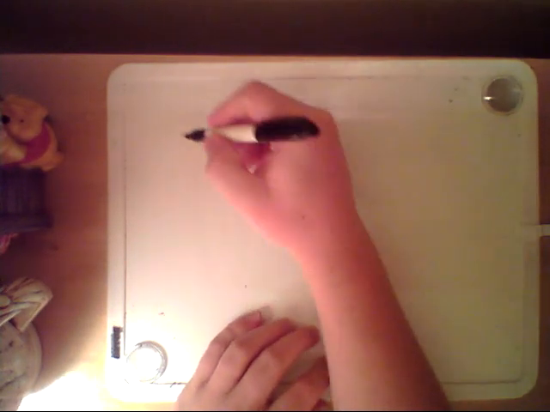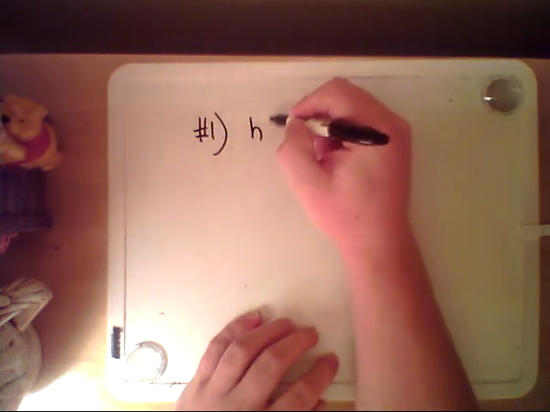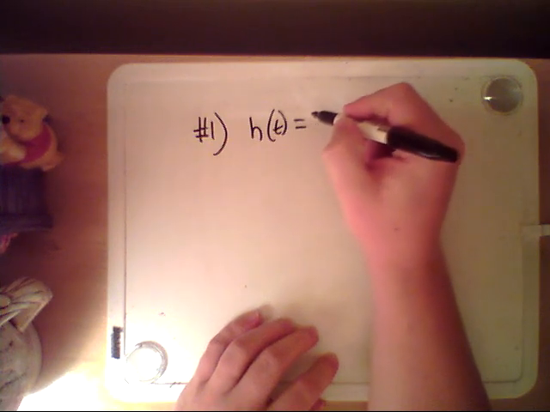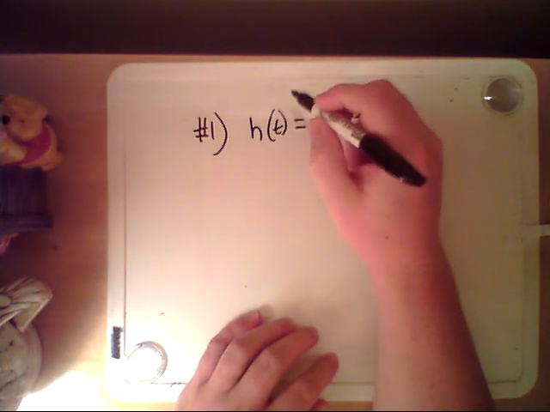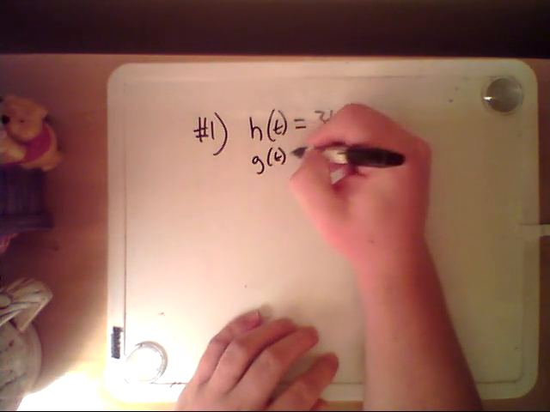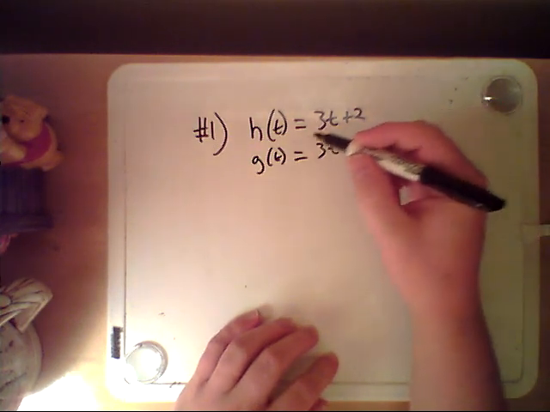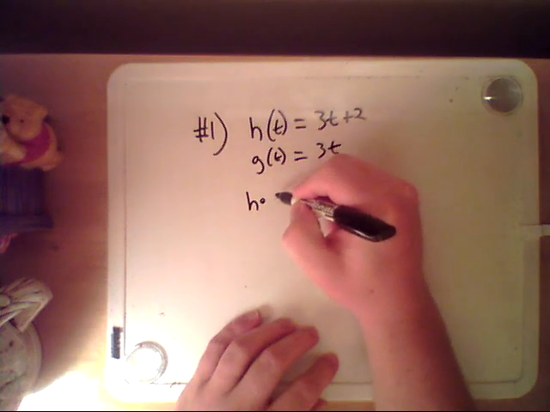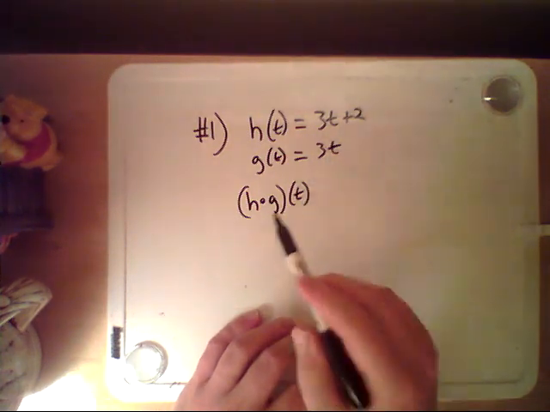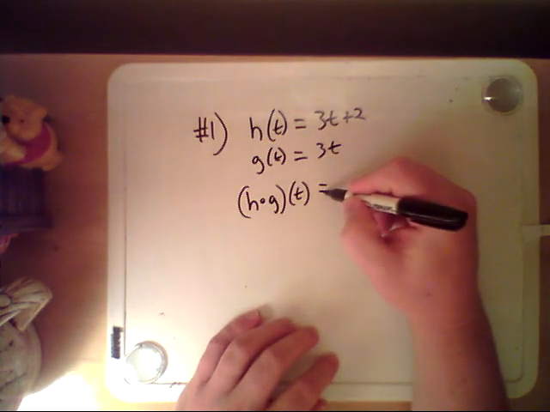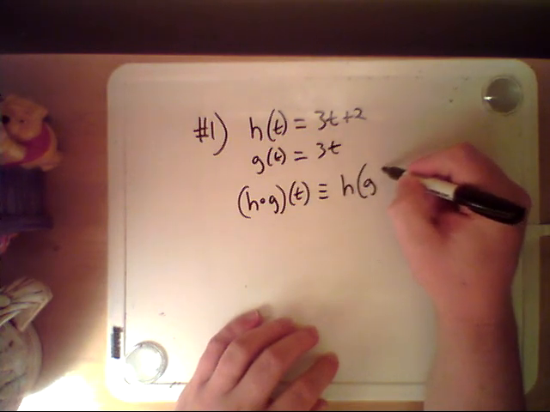Okay, so number 1, we have h of t, we're going to define as 3t plus 2. And g of t we'll define as 3t. Okay, we're asked to find h of g of t. This is the stupid notation. We'll rewrite it in smart notation. It'll be h of g of t.